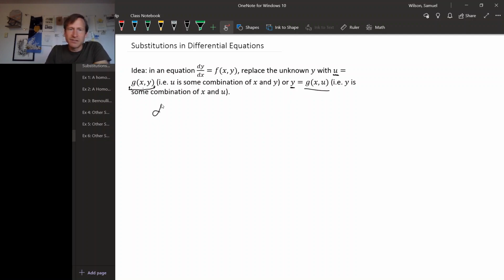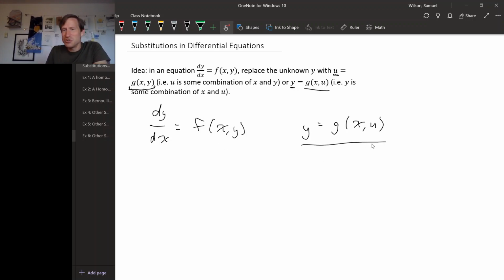So if we have this differential equation, dy/dx is some combination of x and y, and we want to introduce our new variable, say y is some combination of x and u, how can we do that? Well, everywhere we see a y, we need to use our substitution equation to turn it into u's. And one place to do that is right here. We're just going to put our new combination of x's and u's in here for y.